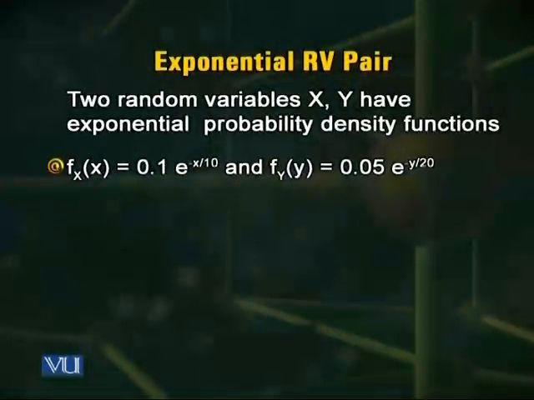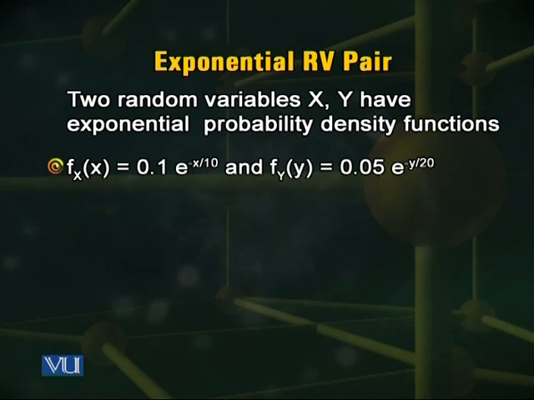The first television set was manufactured by a certain manufacturer, and we assume that this has a failure rate of 0.1. So its PDF was 0.1 e raised to power minus x over 10. So for this case, lambda was 0.1. So this is our random variable x.